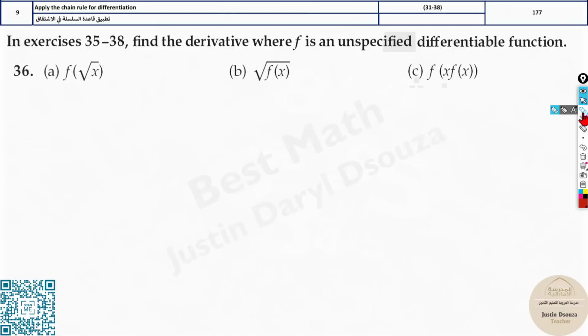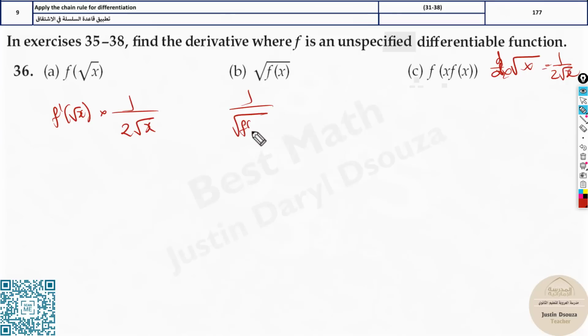Now over here as well it is the same thing. What is the rule for square root? I hope you remember the square root x derivative would be 1 by 2 root x. So directly I can write, first one, outer function f prime of square root x multiplied by 1 by 2 square root x. What about this one? It will be 1 by square root f of x multiplied by 1 by 2 square root x, right? Here instead of x we have this entire term, see square root x, right? But over here we have f of x, so instead of x I just put f of x.